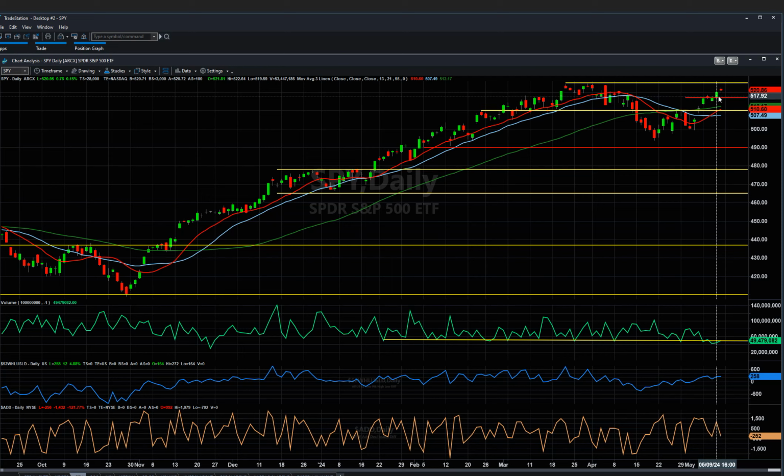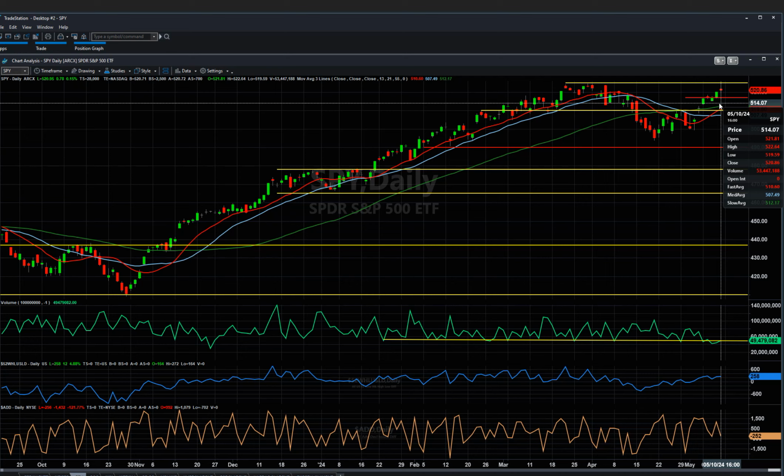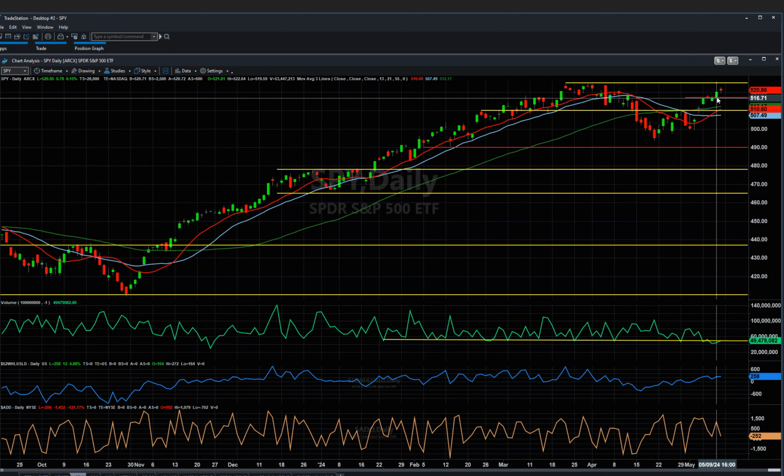So it's going to be important to note then what happens when we reach this area, in which we're pretty close to it right now. I think today's high, let's see, today's high was 522.64, so we're pretty close to that right now.